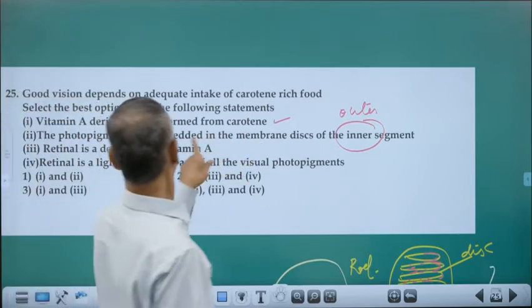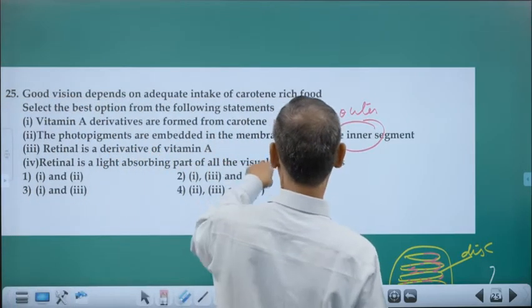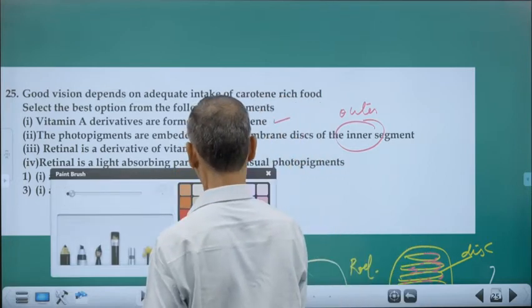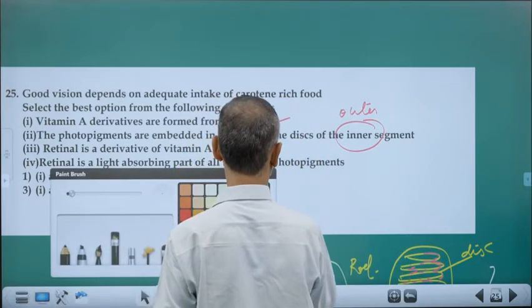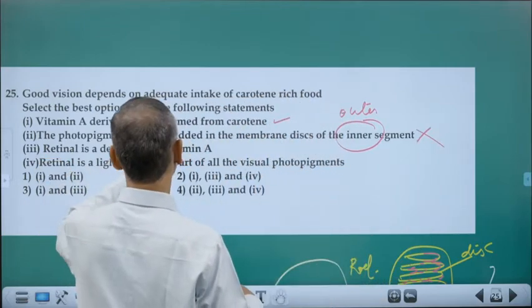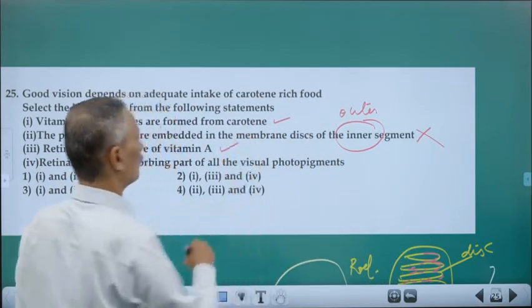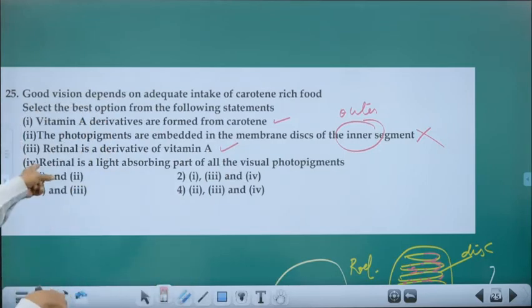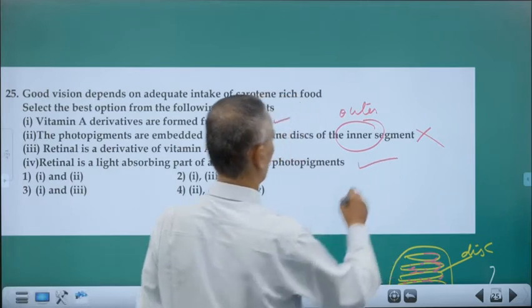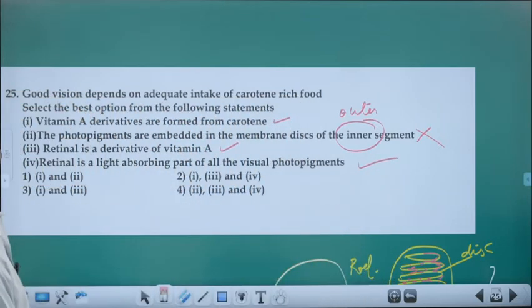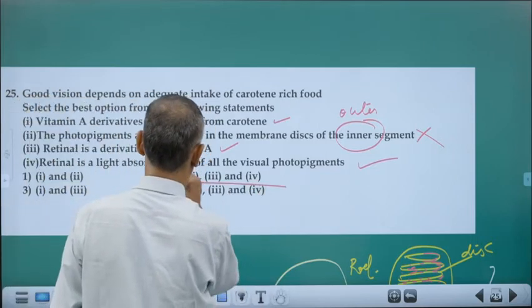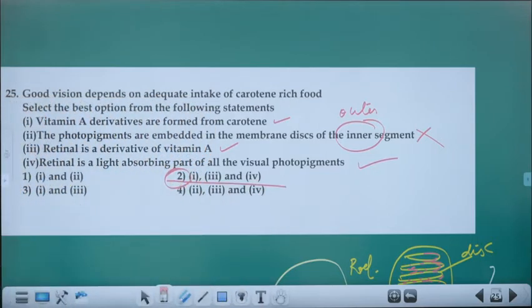So they are embedded in the membrane of the outer segment, not inner. Is that clear? Retinol is a derivative of vitamin. It is an aldehyde of vitamin A. Retinol is the light absorbing part of all visual photopigments. Correct. So 1, 3 and 4 are correct. So this is the answer. Clear?